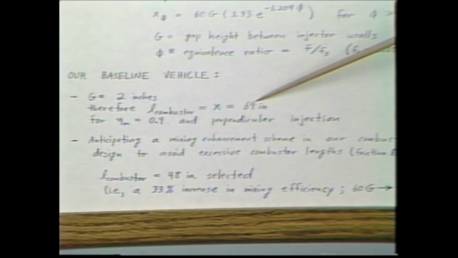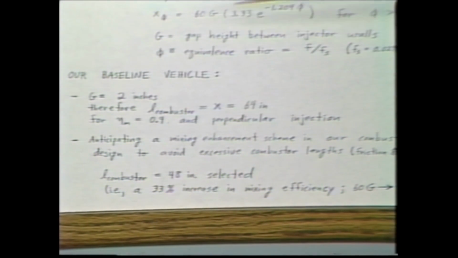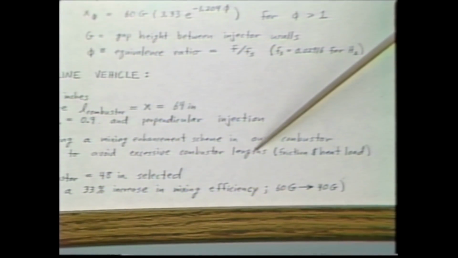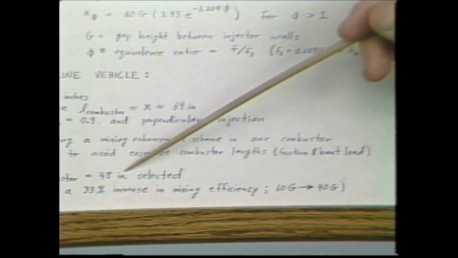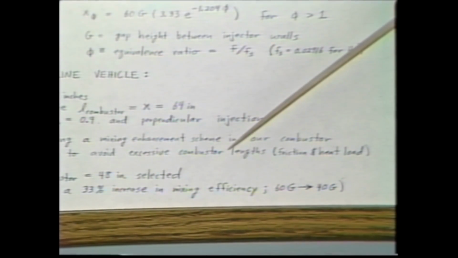This resulted in a required combustor length of 64 inches when you're running stoichiometrically for a combustion efficiency of 90% and perpendicular injection. Anticipating mixing enhancement schemes like Dr. Lewis talked about, I just said let's reduce that by 30% and pick 48 inches. That's very important. The combustor length is probably one of the key drivers of the vehicle.